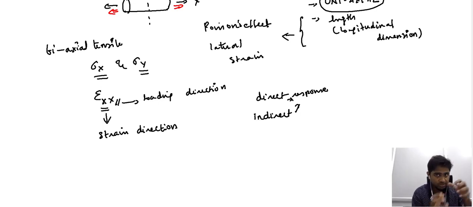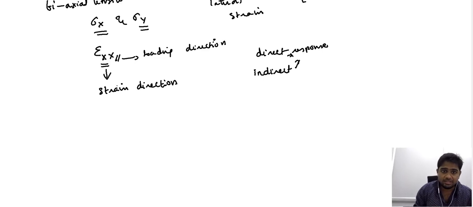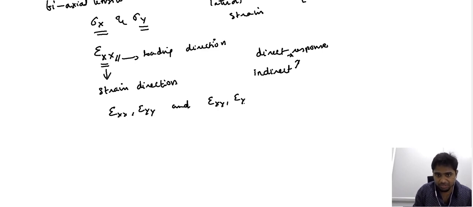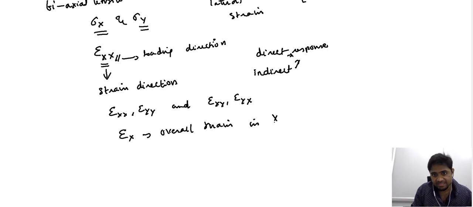This helps us distinguish direct response from that of the indirect response. So ultimately what we end up having is, in case of biaxial tensile loading, two direct responses and two indirect responses, and we were able to arrive at an expression for the overall response in a given direction. So when you have just one subscript, it is the overall response, or the overall strain in this case, in the x direction, or along the x axis.